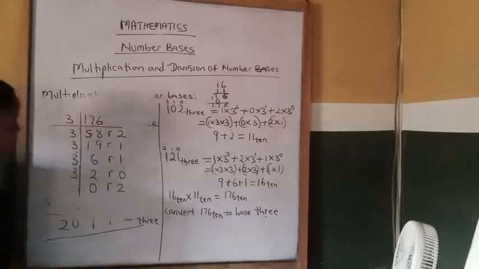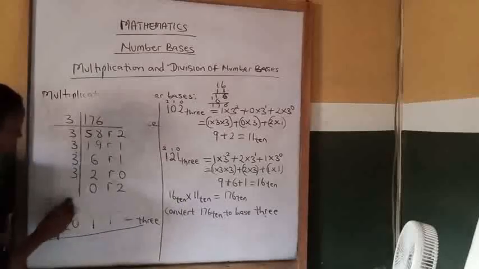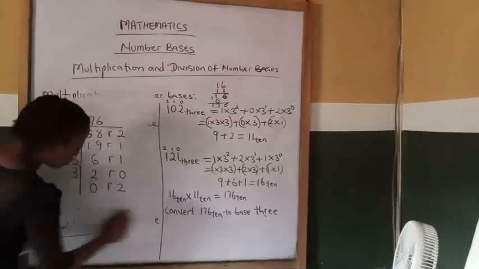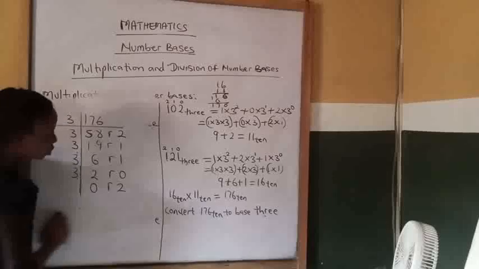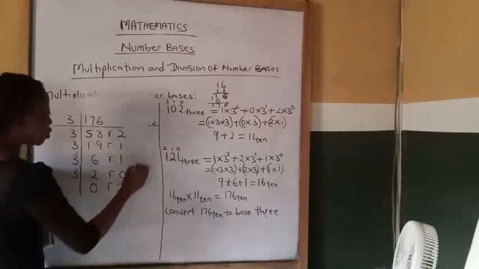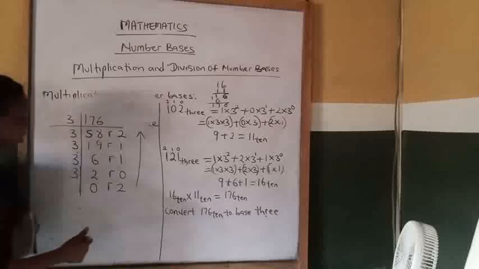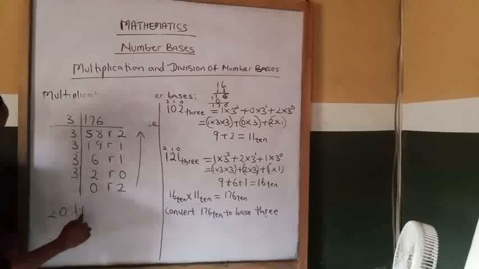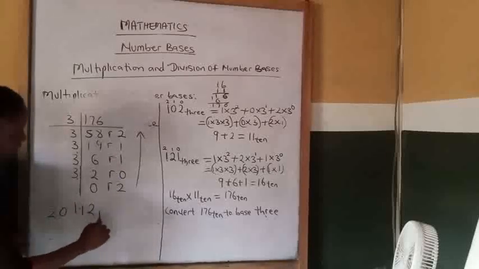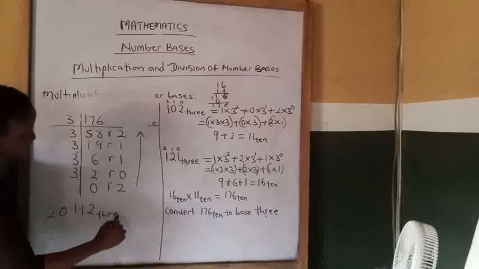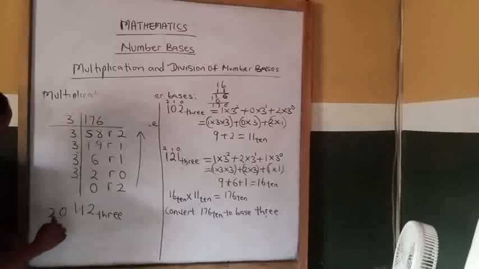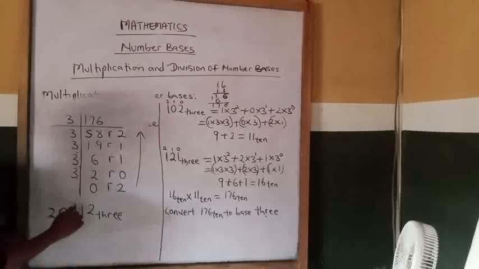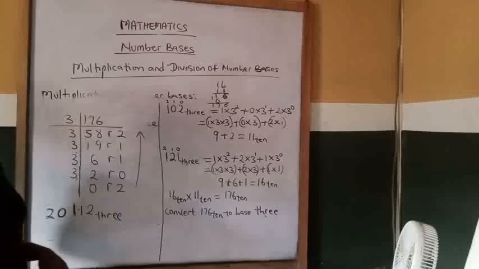So our answer will now be what? The upward collection of your remainder. Upward collection of your remainder will be your answer. That is what? 2, 0, 2, 0, 1, 1, 2 base 3. So if you compare the first answer and the second answer, you can see that we arrive at the same answer. The first answer and the second answer are equal.